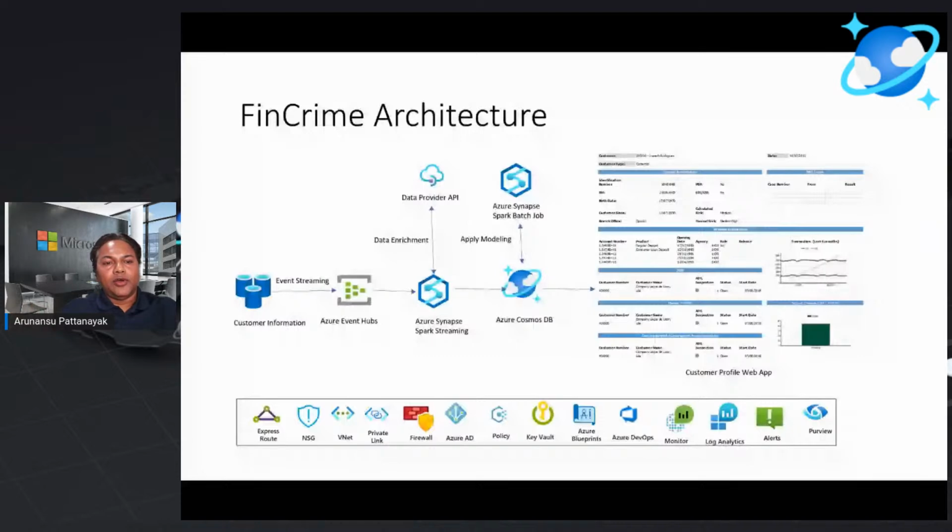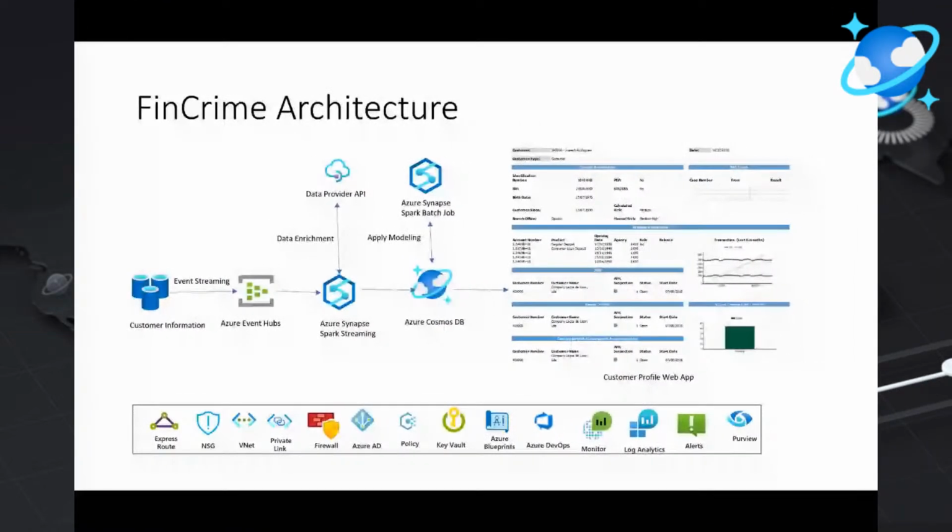So on the left you see your customer information. This is as your customer data comes in, where a new account is being opened, or an existing customer is doing a transaction. Each of those are events that happen within the bank, and you need to figure out a way to capture those events and stream them into a messaging system like Azure Event Hub, which is a big data messaging system to store all these messages.